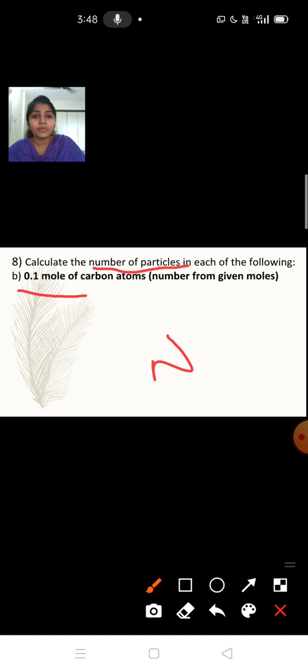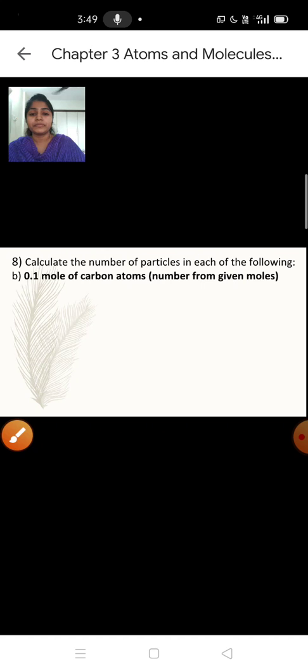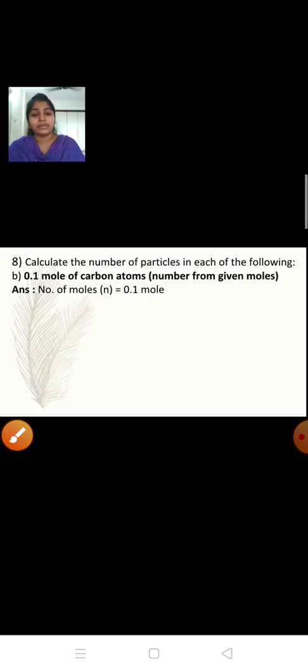In the previous sum what was given? Mass was given, and from mass we found out the number of particles. Over here mole is given, and from mole we will find the number of particles. Okay, so let's start. First we will write what is given. Number of mole, that is small n, is given 0.1.